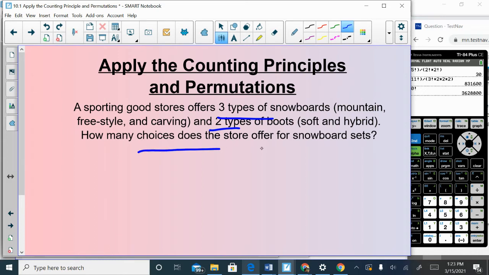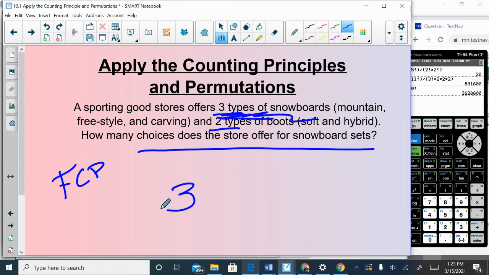How many ways can we make a snowboard set? This is textbook fundamental counting principle. There are 2 different events occurring. In one event, selection of the snowboard can occur in 3 ways. In the other event, selection of the boots can occur in 2 ways. So in that scenario, you just take the 2 numbers and multiply them, and you get 6.